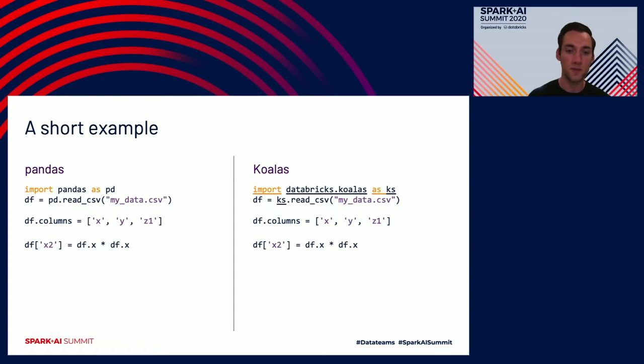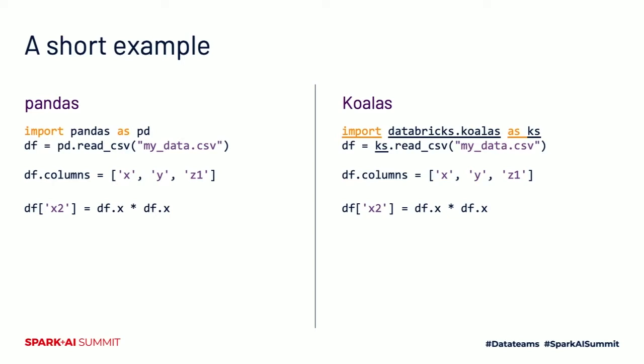So the reason for this popularity is that Koalas allows you to take existing Pandas code, and with very minimal change, you can convert it to something that runs on top of Apache Spark. Just to demonstrate this, we're going to take the same code example that we had previously. We're going to read the CSV in, we're going to rename the columns, and then create this new column x2 that multiplies x by itself.